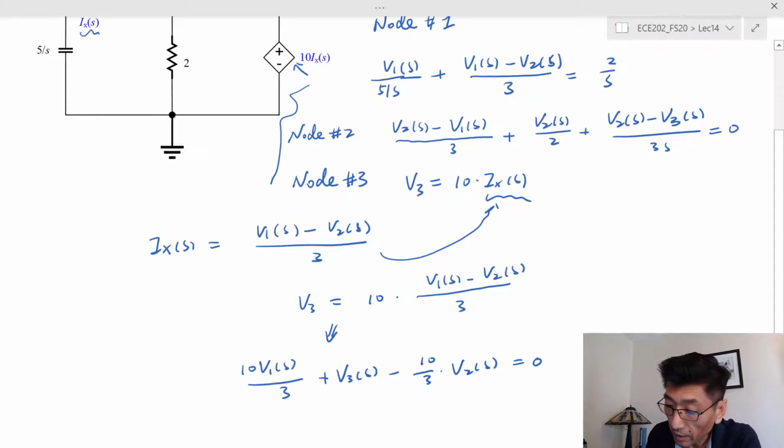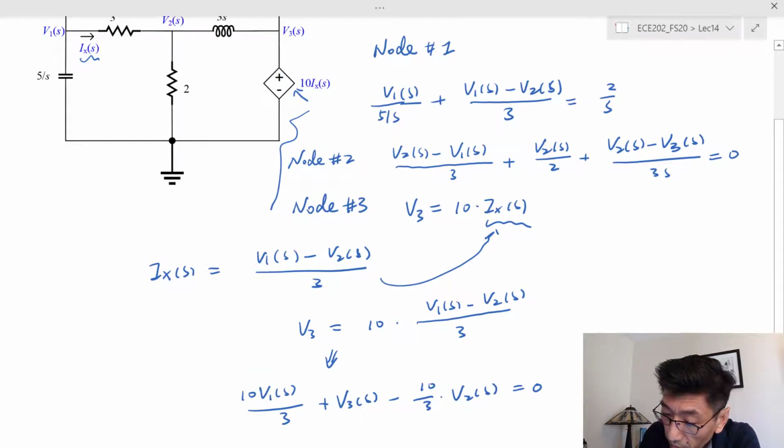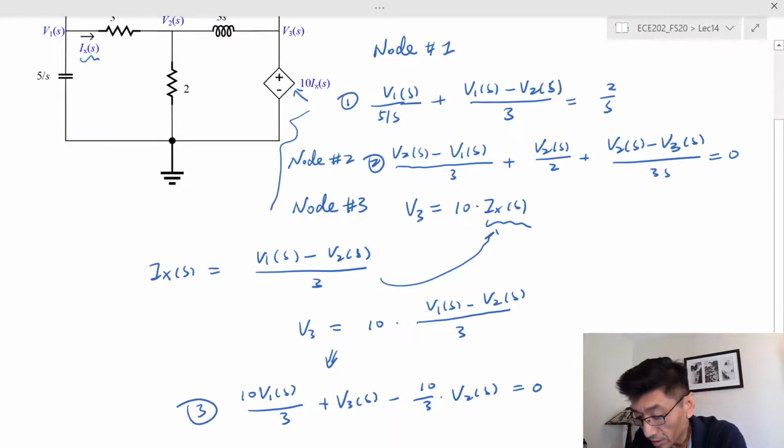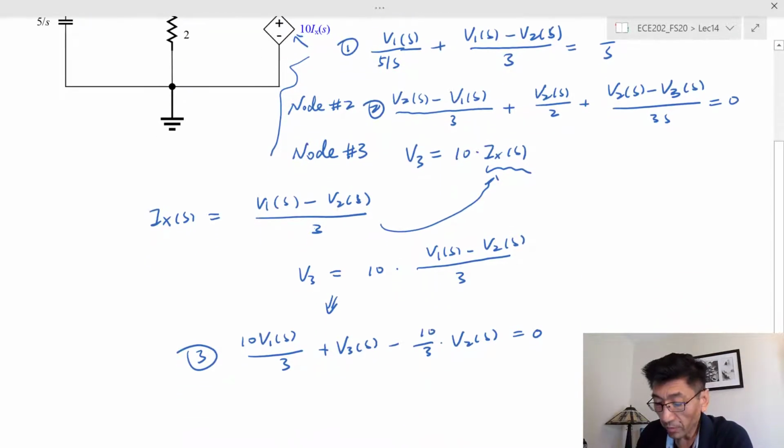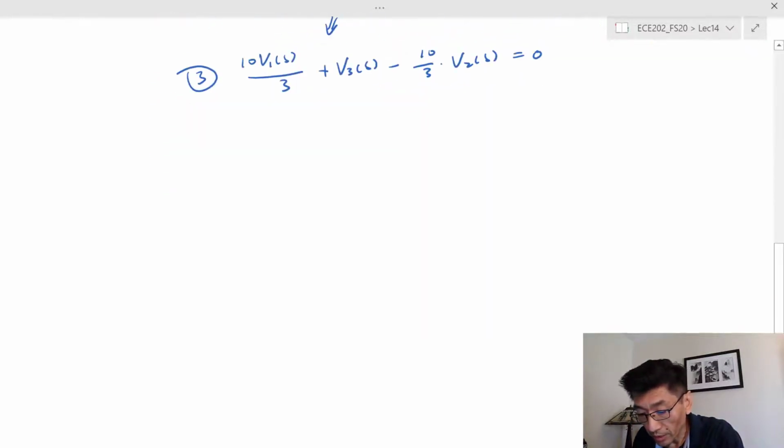So now we have the first equation, the second equation, and the third equation, and we only have the node voltages as unknowns. So we can solve these three equations, okay? That's how you deal with the controlled voltage source in node voltage analysis.